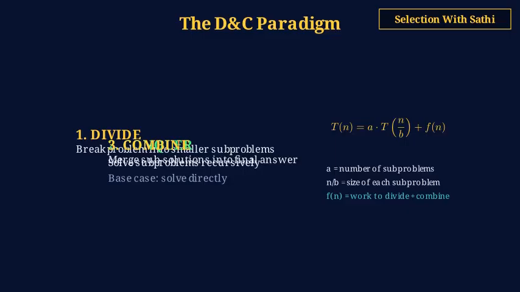The recursion bottoms out at the base case on lines 2 and 3. Lines 9 and 10 combine the subsolutions into the final answer. The key insight is that subproblems must be independent. If subproblems overlap, use dynamic programming instead. The time complexity depends on how many subproblems we create and how much work the combined step takes.